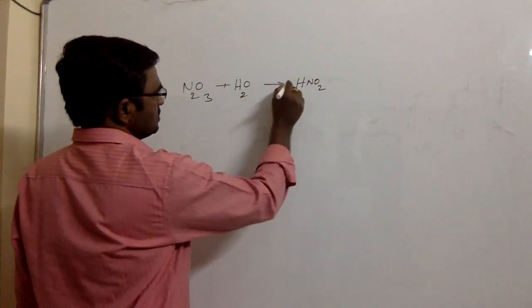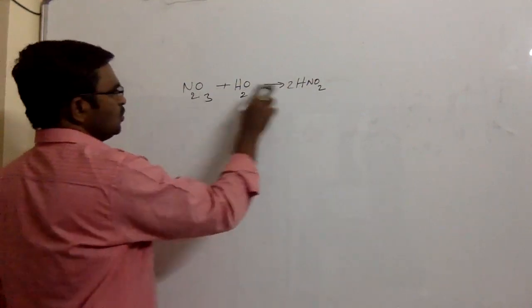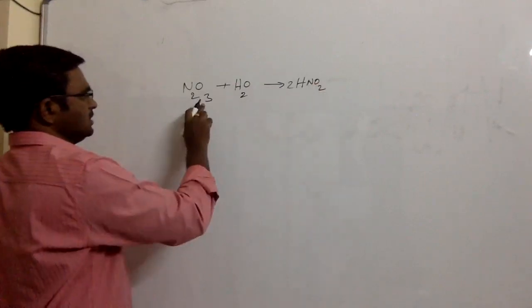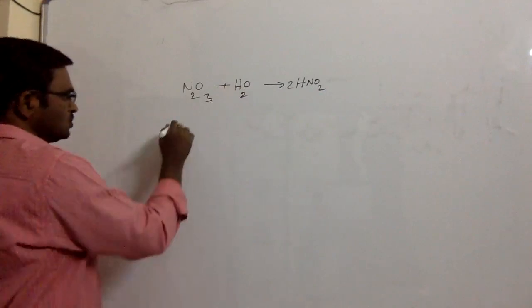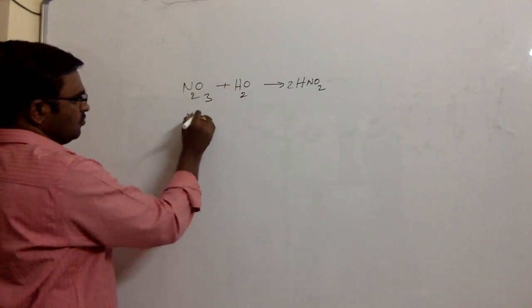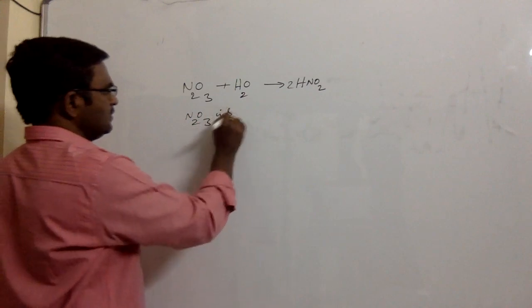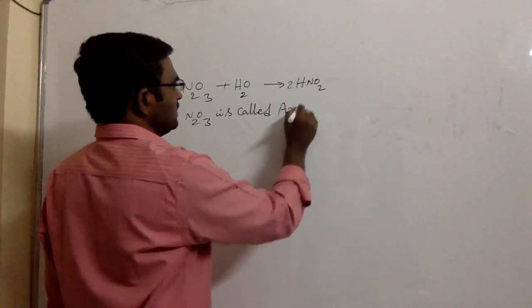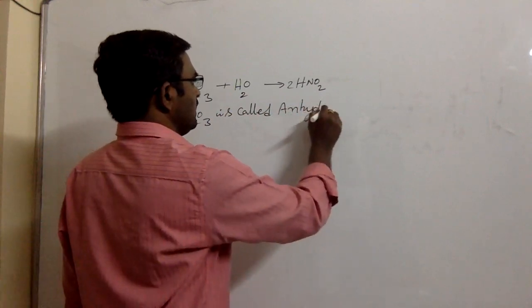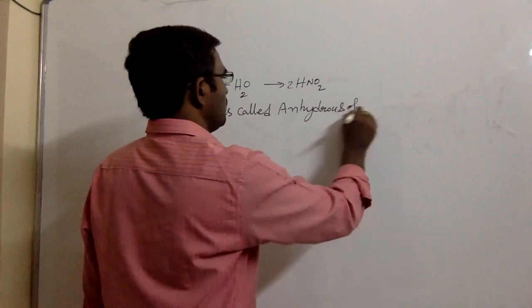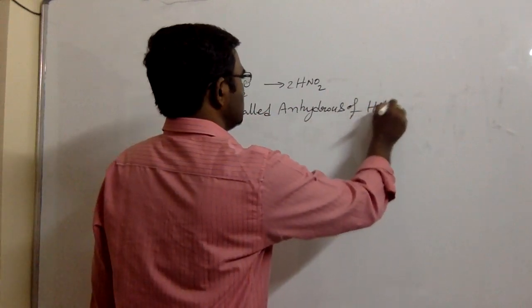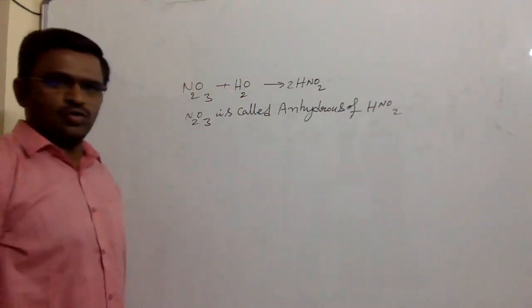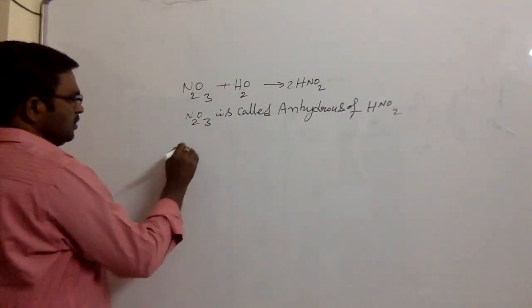To balance this, write the 2 here: 2 hydrogens, 2 nitrogens, and 2 times 2 is 4 oxygens, here 3 oxygens and 1 oxygen. So here N2O3 is called the anhydride of nitrous acid. Its formula is HNO2.